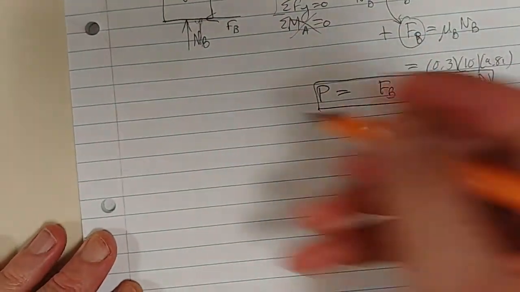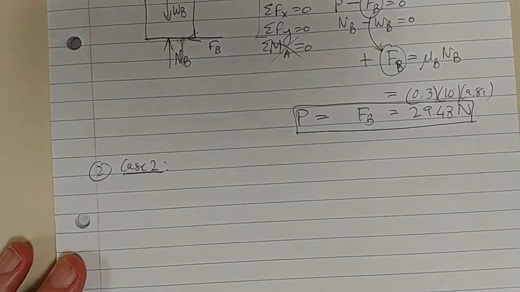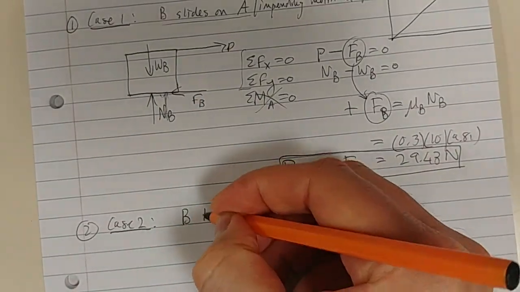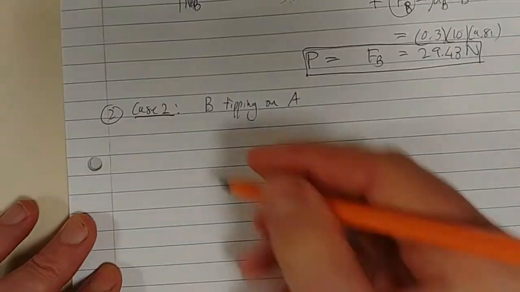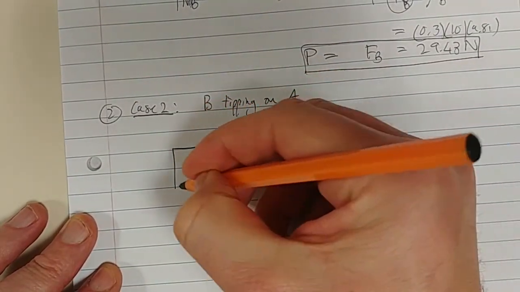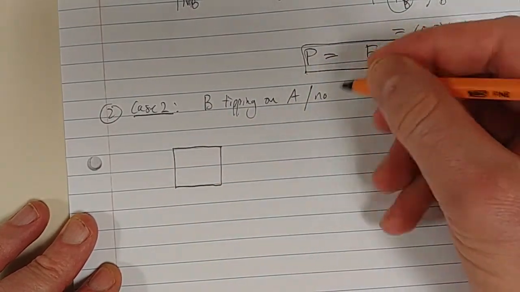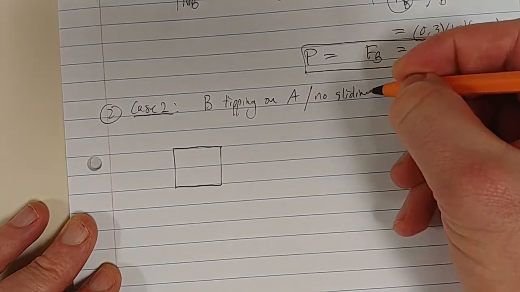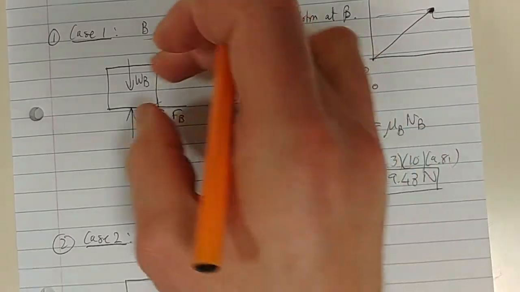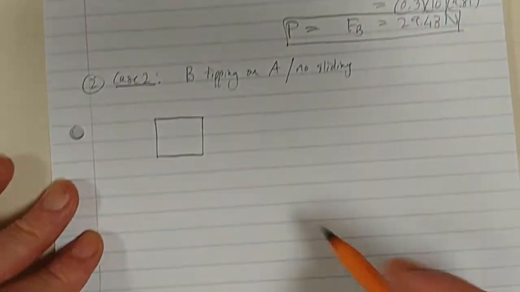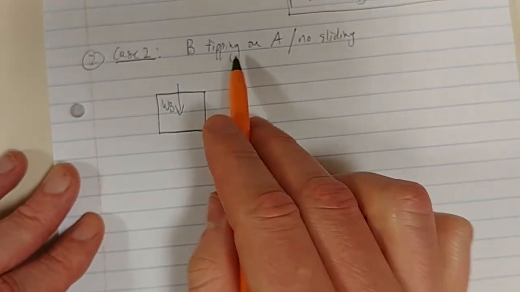Okay? So what is the second case that we can come up with? Case 2. Let's look at B tipping on A. B tipping on A. Let's draw a free body diagram. What does it mean when we have tipping? It means there's no sliding, which means essentially there's no impending motion of B sliding on A, right? So we have the weight of B.